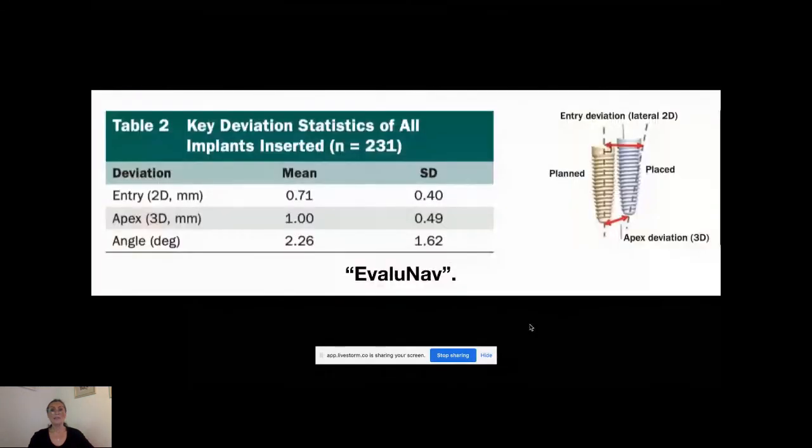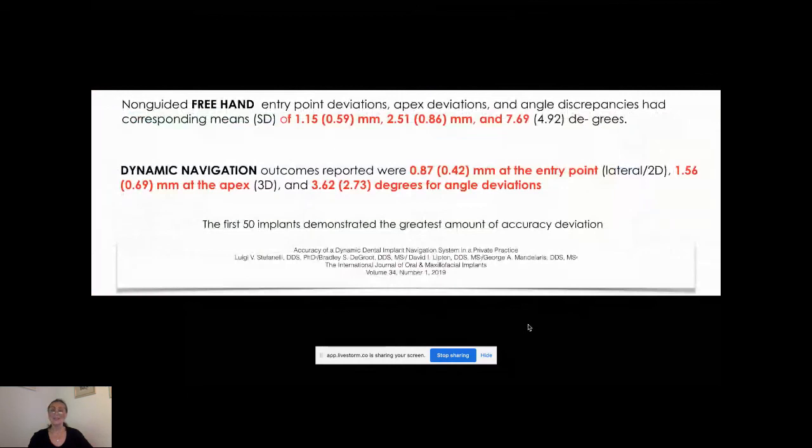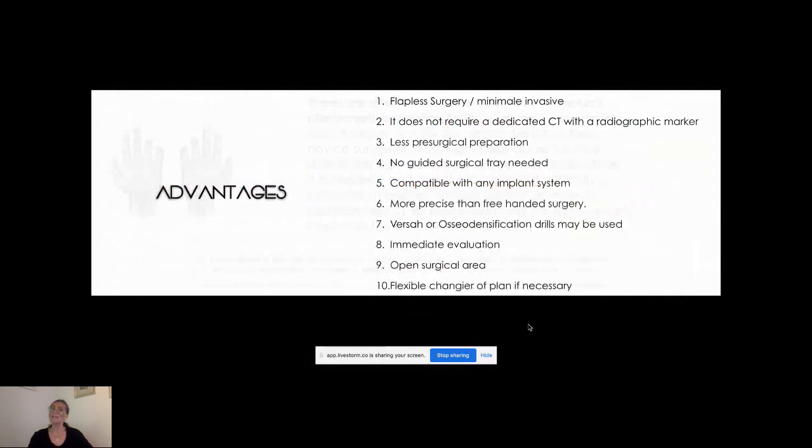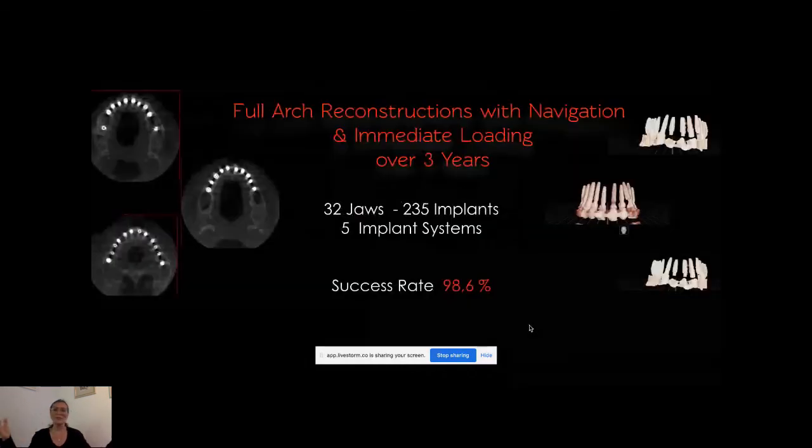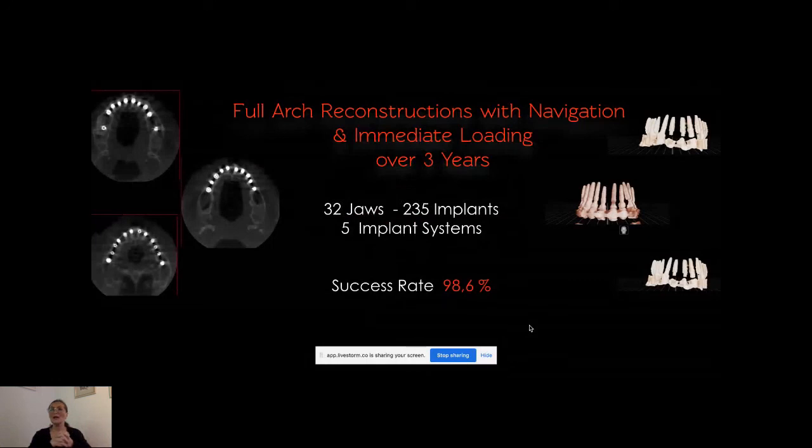Okay. We have the advantage that with this technology we can immediately evaluate the accuracy. We have studies which show a better accuracy than freehand placement, but still not as precise as the static ones. And you have an open surgical area. Nevertheless, static and dynamic navigation both need surgeon's experience, and accuracy increases with the surgeon's experience. That is why, with all the studies which we do, we would like to shorten the learning curve and the time of implementation of the digital workflow.